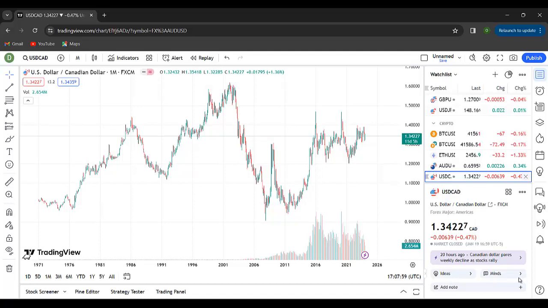Alright, let's dive into it. So, I'm starting from the monthly time frame, and I think it's pretty clear. What I can see is we had an uptrend and then a pullback and continuity, and then a downtrend, a pullback, continuity, and then a break of structure, right?